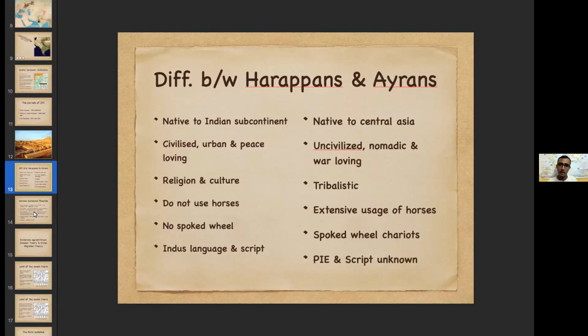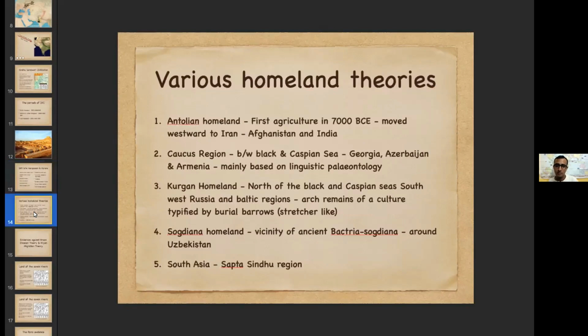So this is the kind of thing which I discussed in the previous class, and I showed how these apparent differences are actually false. There's no such difference. Harappans and Aryans are one and the same. And I also discussed in the previous session the various homeland theories: the Anatolian homeland theory, Caucasus region, Kurgan homeland, Sogdiana, and Indian subcontinent, right?